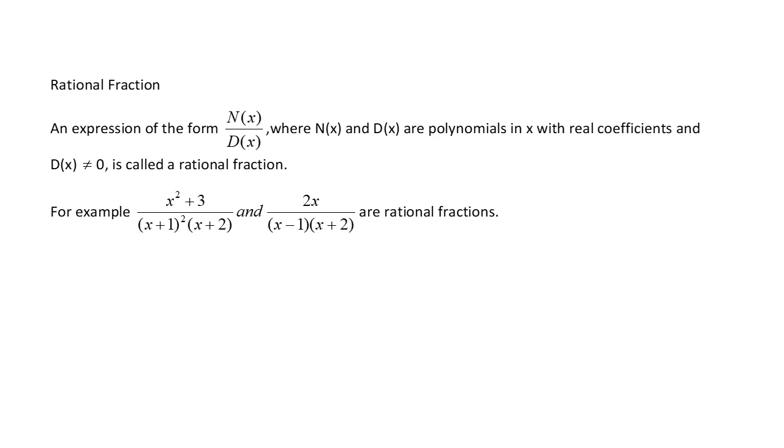The next definition is rational fraction. An expression of the form N of x over D of x, where N of x and D of x are polynomials in x with real coefficients and D of x is not equal to 0, is called a rational fraction. For example, (x square plus 3) over (x plus 1) whole square into (x plus 2), and 2x over (x minus 1) into (x plus 2) are rational fractions.